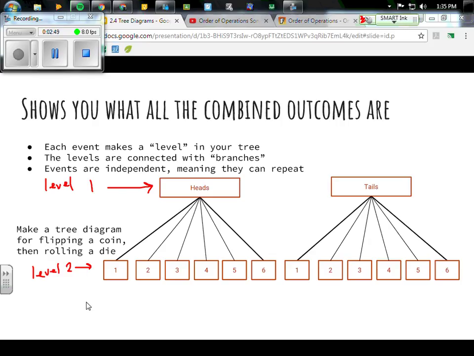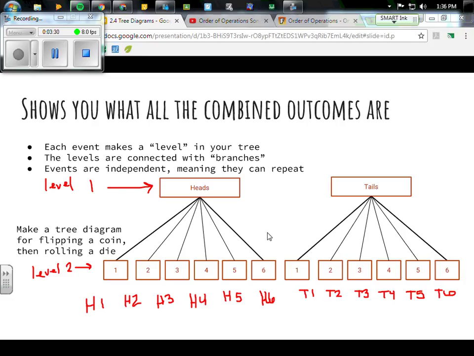So we can get a heads and a number 1, a heads and a number 2, a heads and a number 3, a heads and a number 4, a heads and a number 5, a heads and a number 6. We can also get a tails and a number 1, a tails and a number 2, a tails and a number 3, a tails and a number 4, and a tails and a number 5. Finally, you can get a tails and a number 6. Those are all the possible outcomes we can get there.